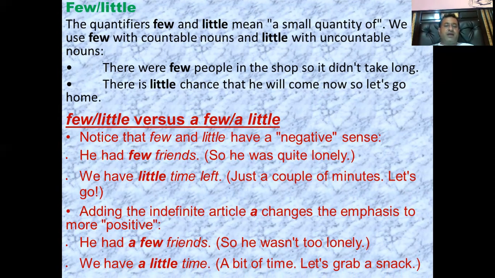We have little time left means just a couple of minutes, very little time, maybe a few seconds, so you need to go. But adding the indefinite article a changes the emphasis to more positive. He had a few friends means some friends are there, so he was not lonely. We have a little bit of time, not a few seconds, but we can manage, we can have a snack, a bit of time is there. So when we add the indefinite article to little or few, it emphasizes more positive. On the other hand, few and little have a negative sense.